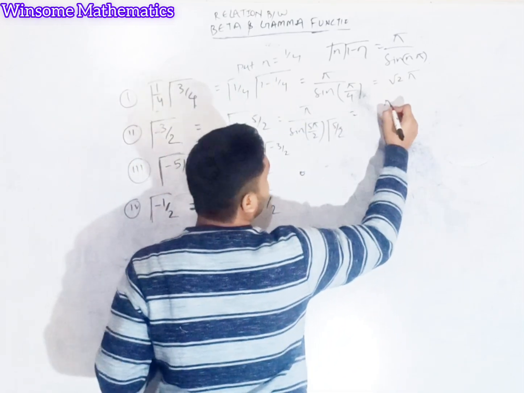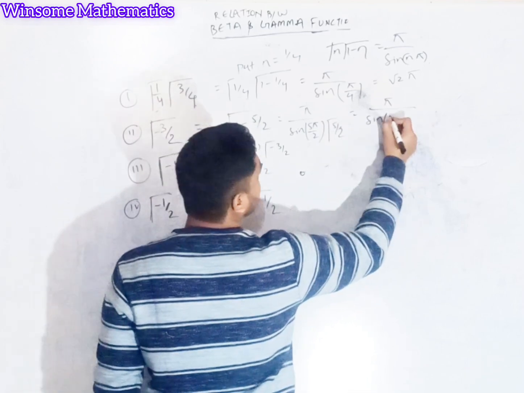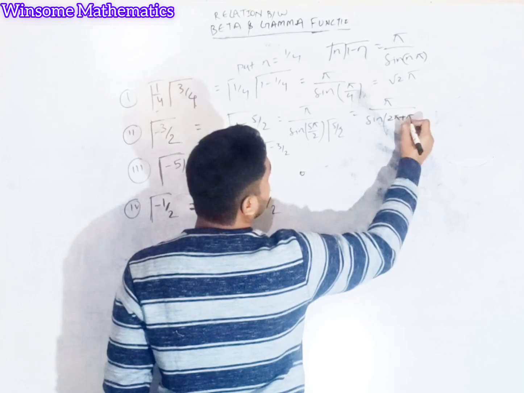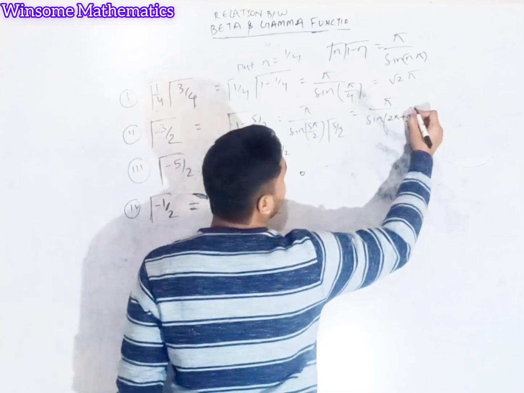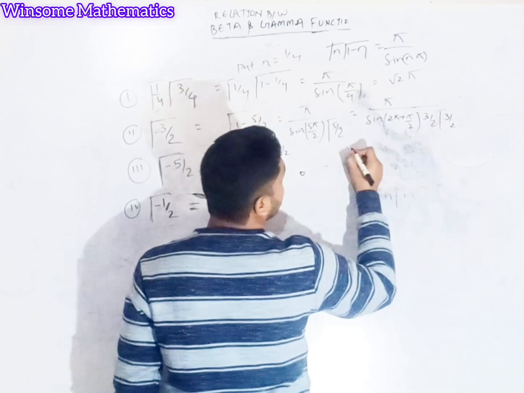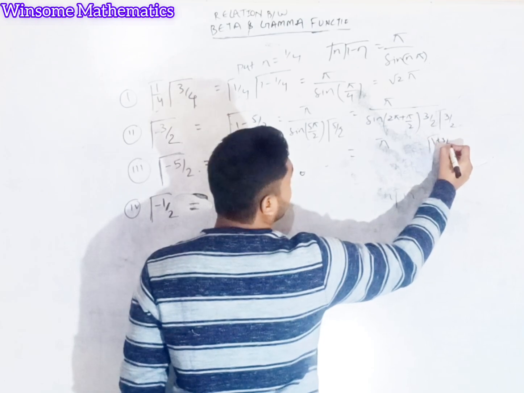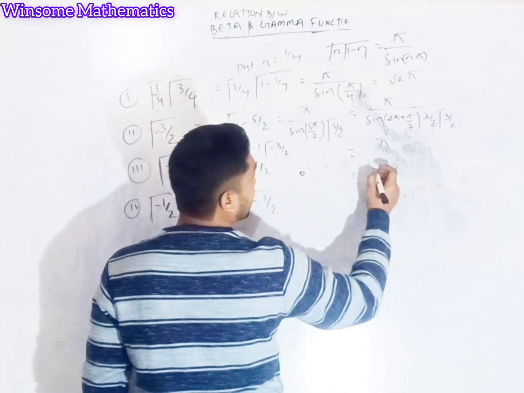This is equal to pi upon sine 5 pi by 2, that is 2 pi plus pi by 2, and this is gamma 5 by 2, so 3 by 2 gamma 3 by 2. In the next step, pi upon, by using the recurrence relation, that is 1 plus 3 by 2, that is equal to 3 by 2 gamma 3 by 2. Very simple.